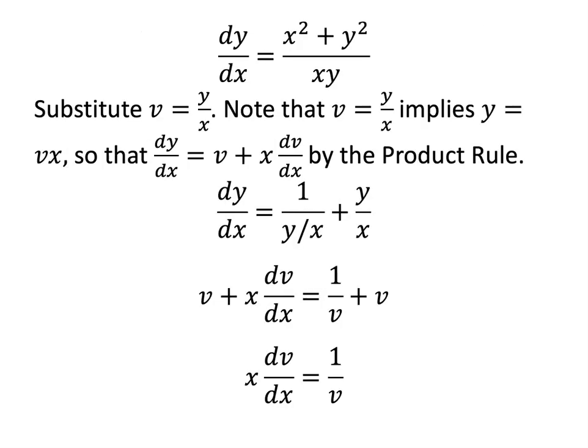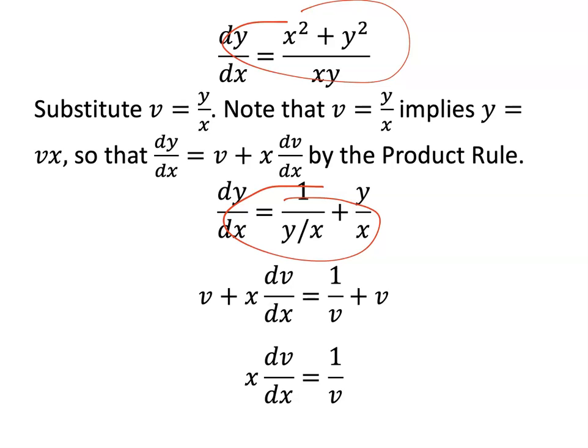So we have dy/dx equals (x squared plus y squared) over xy. Remember that we could actually rewrite it like this. We substitute v equals y over x.